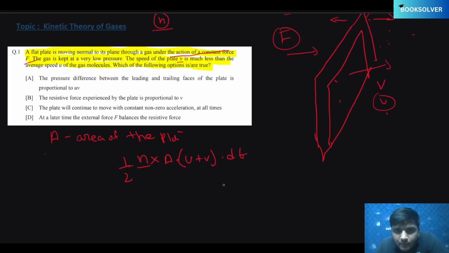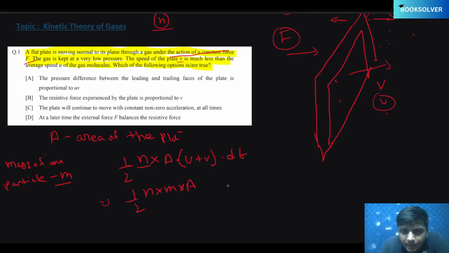Now what will be the pressure applied by them? For pressure we have to first find the force. Let's consider the mass of one particle as m. Now if we multiply it, we get half into n into m into A into (u plus v) dt. This is nothing but the mass of the complete set of particles which are colliding here.